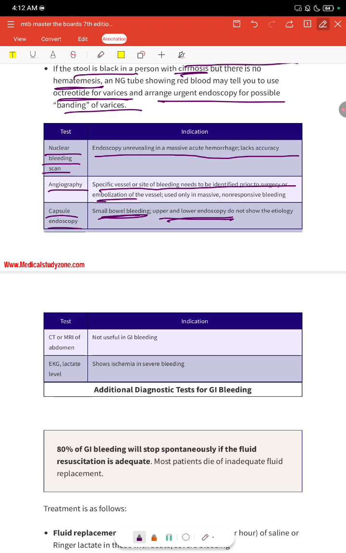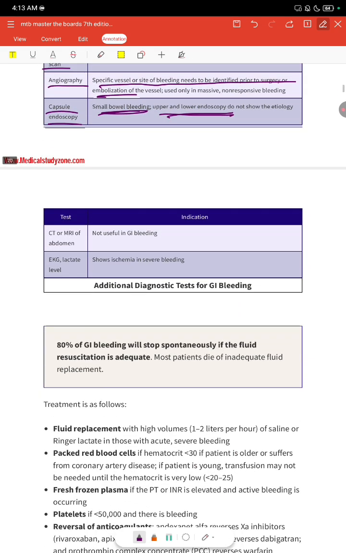Angiography is indicated when a specific vessel or site of bleeding needs to be identified prior to surgery or embolization of the vessel. So in cases of massive non-responsive bleeding, you have to go for angiography. And when to go for the nuclear bleeding scan? It is indicated when the endoscopy is unrevealing due to massive acute hemorrhage. So we go for the nuclear bleeding scan.